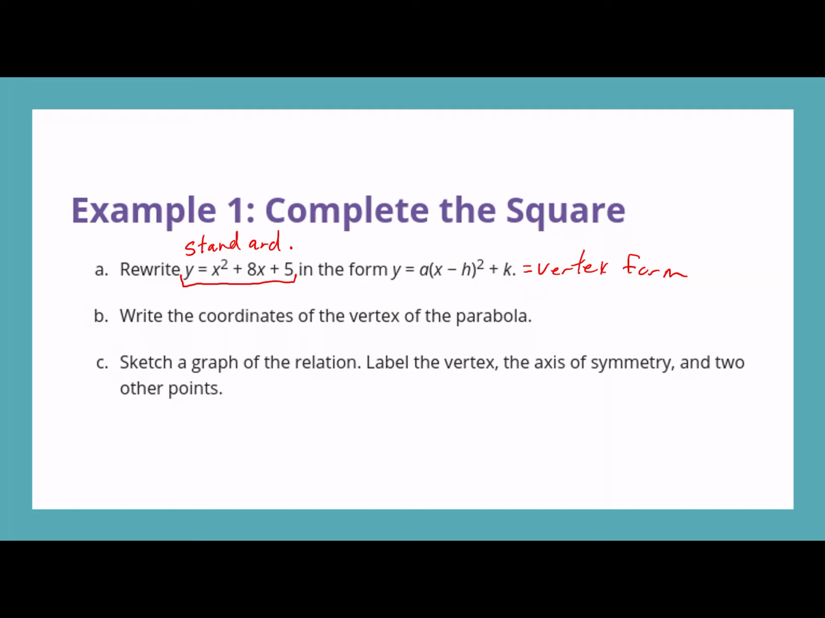We know that because in vertex form, the point of the vertex form is that h and k become your vertex. Then we're going to sketch the graph of the relation. So going back to chapter 4, we're going to label the vertex, the axis of symmetry, and two other points on the graph in order to properly graph it.